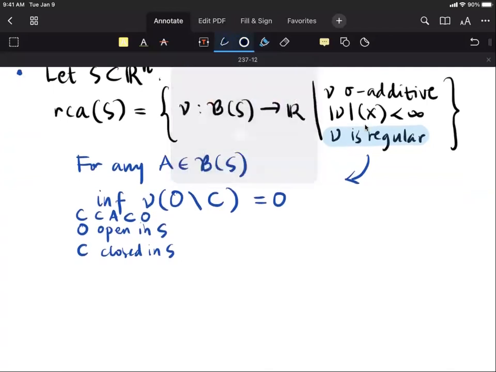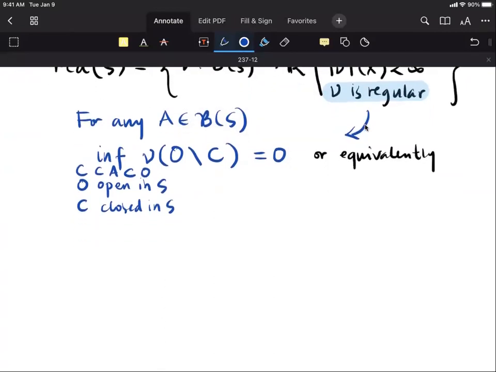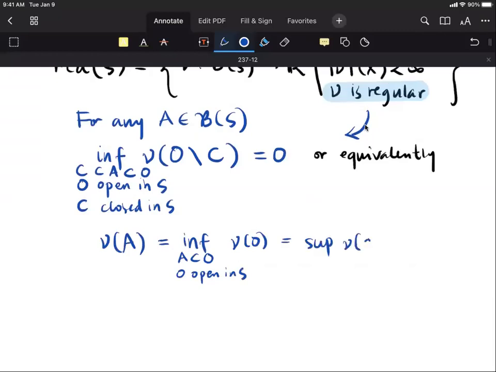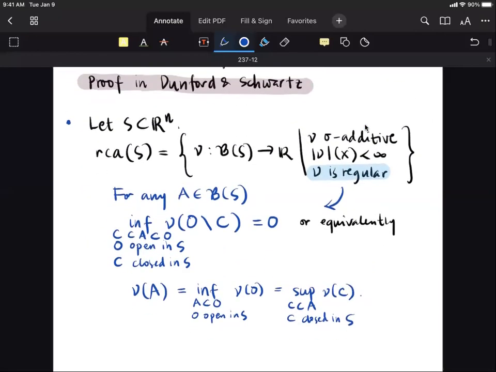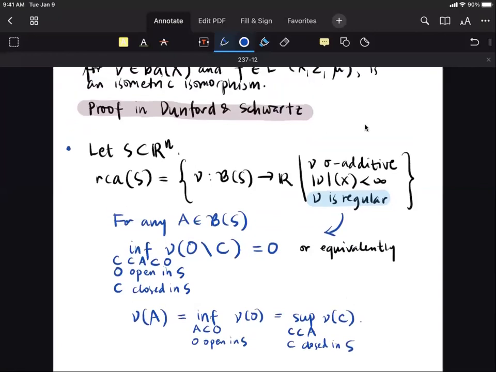And take note that one can, in fact, show that this is equivalent to the following statement, that the measure of A is the same as the infimum of the measure of O containing A, O open in S, and this is the same as the supremum of the measure of C contained in A, C closed in S. And one can replace here the criterion that C is closed by C being compact.